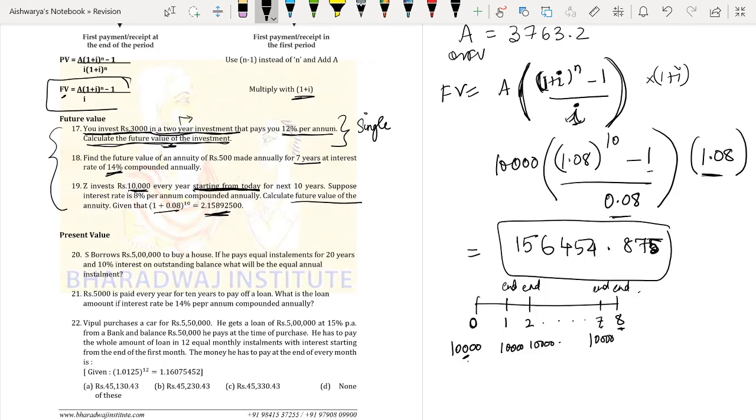Okay, and the beginning of 8th year is end of 7th year. So that's why we are putting it here. Okay.